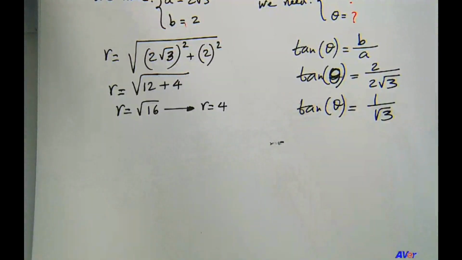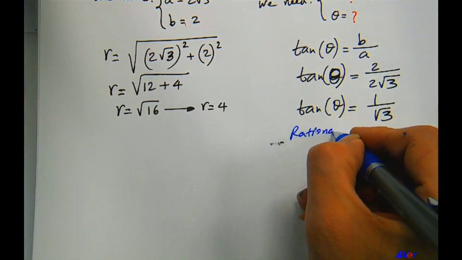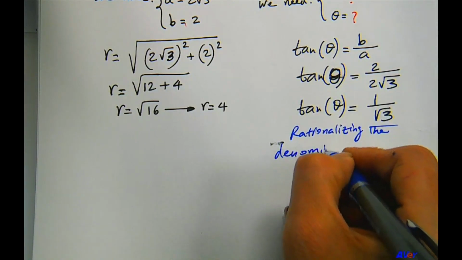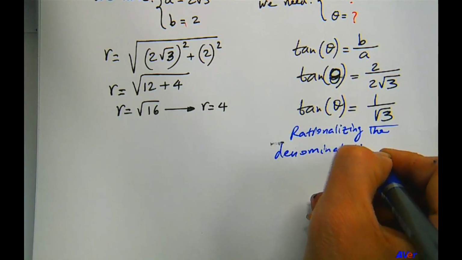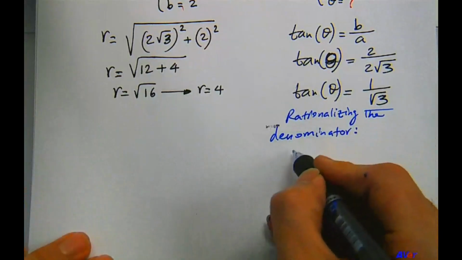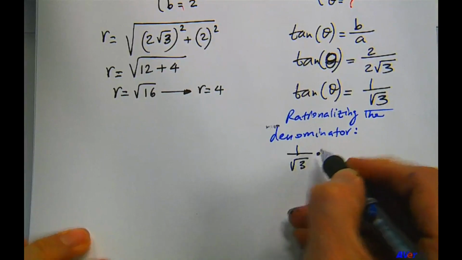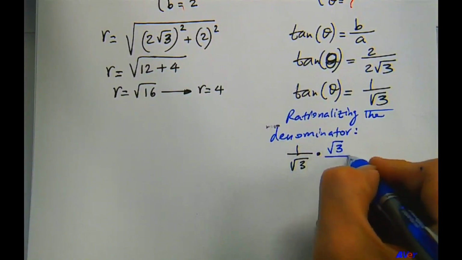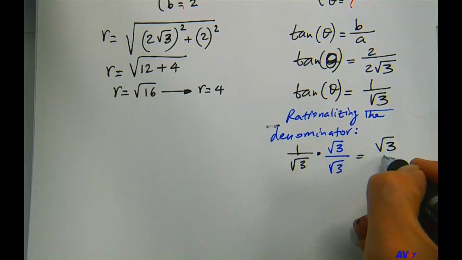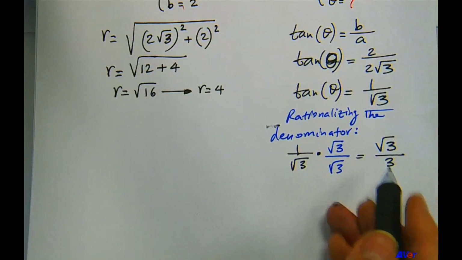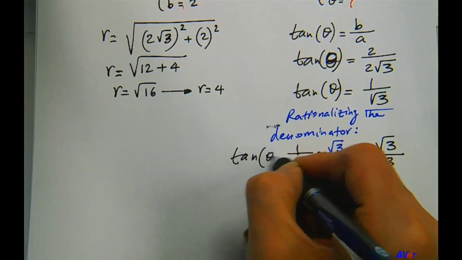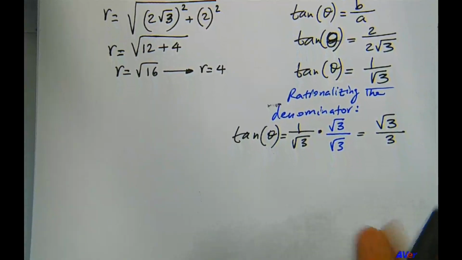So rationalizing the denominator, we have 1 over square root of 3 times square root of 3 over square root of 3 equals square root of 3 divided by 3. Does that look familiar? And this is tangent of theta, by the way. So tangent of theta. Does that look familiar?